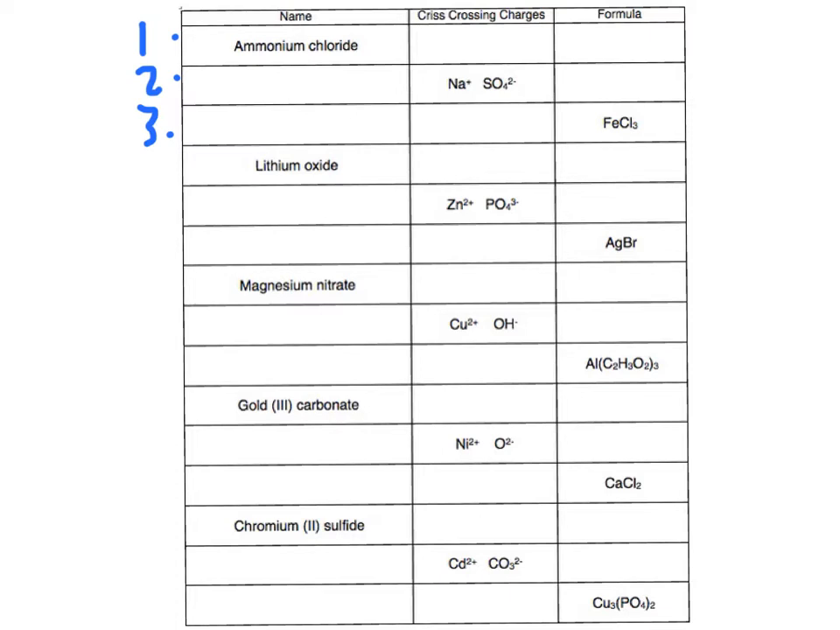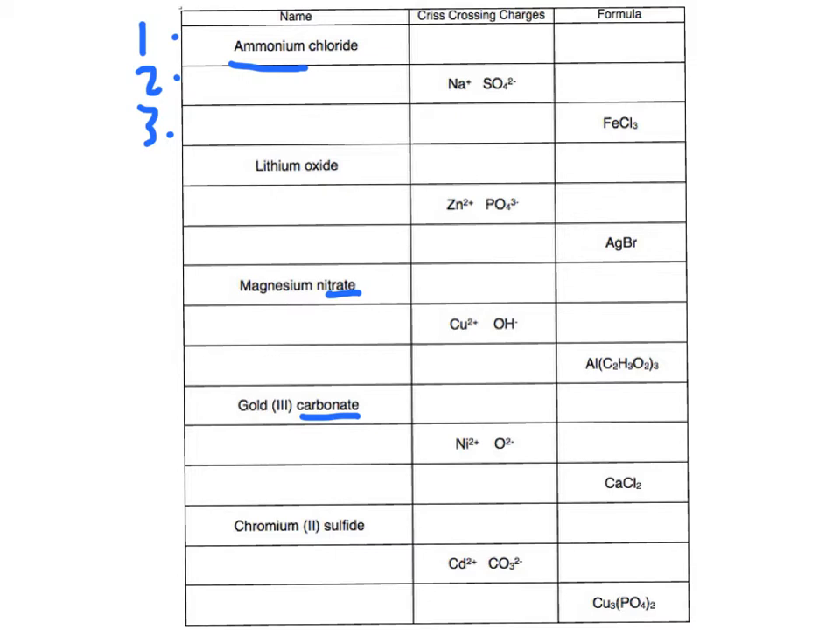So ammonium chloride is the name, so I need to crisscross charges and write a formula for that. Now remember, we have a list of polyatomic ions, and they are things like ammonium, or nitrate, or carbonate, things that you had to memorize. And if you don't memorize these now, you're not really going to be able to write any correct formulas later on. So make sure that you do follow along and actually memorize what I tell you to memorize.